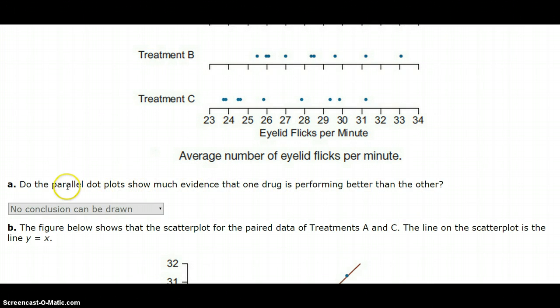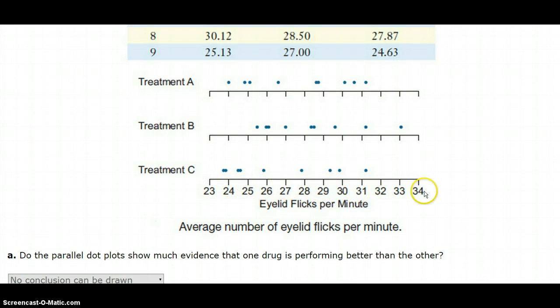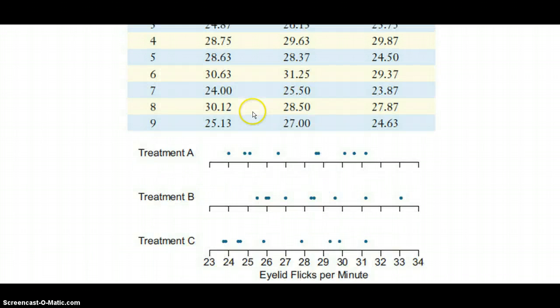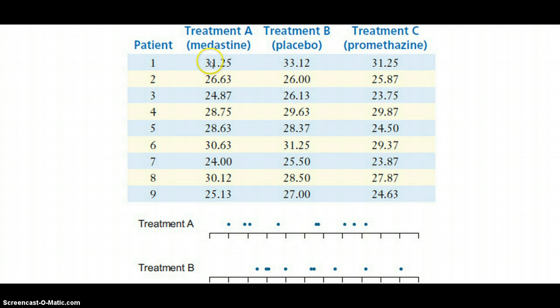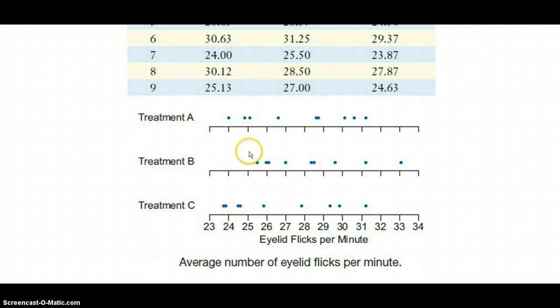The first question says, do the parallel dots show much evidence that one drug is performing better? So we have them all on a common scale where our horizontal axis is this outcome of eyelid flicks per minute. And then we have these three treatments. You can see each dot represents a treatment. For example, patient 1 on treatment A had 31.25, so 31.25 right there. That's patient 1 on treatment A. So each dot represents a patient on a particular treatment.